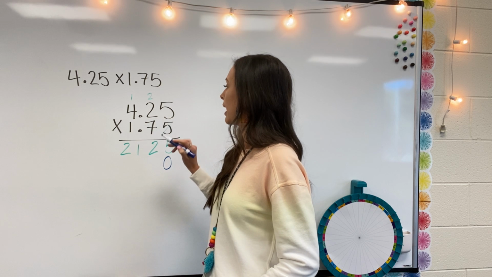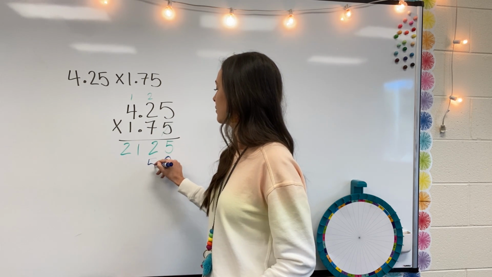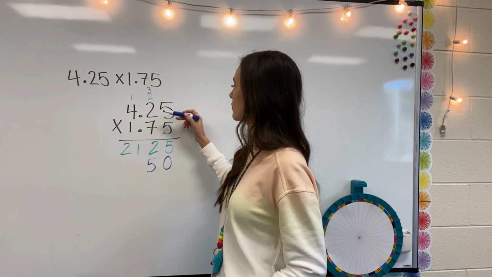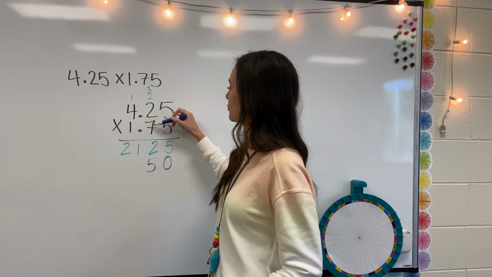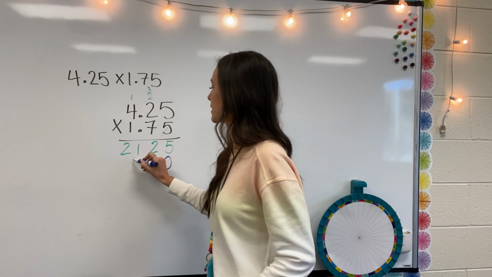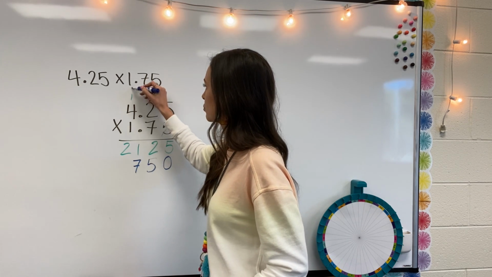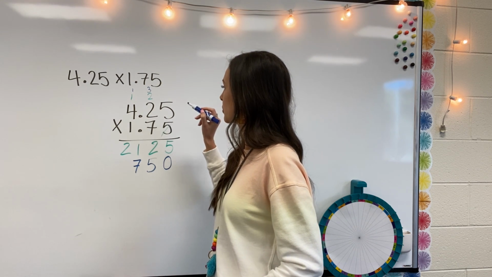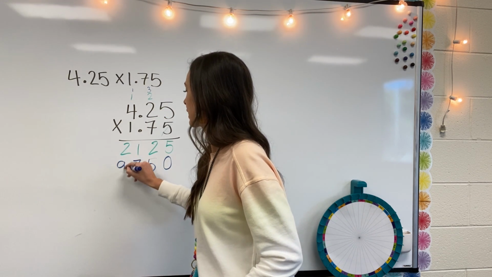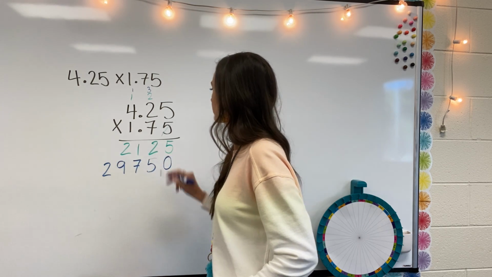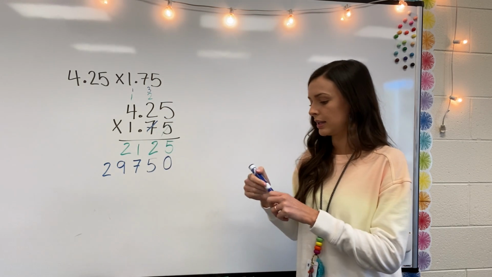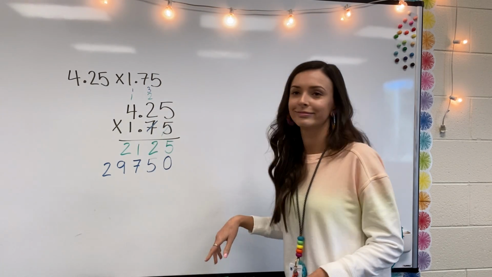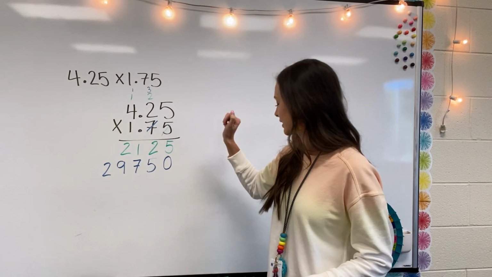So 7 times 5 gives me 35. Record your 5, regroup that 30, that 3. 7 times 2 is 14, plus the 3 is 17. Record that 7, regroup that 10. 7 times 4 gives me 28, plus 1 is 29. Finished with my tens, or should I say tenths place, and this is technically my hundreds.